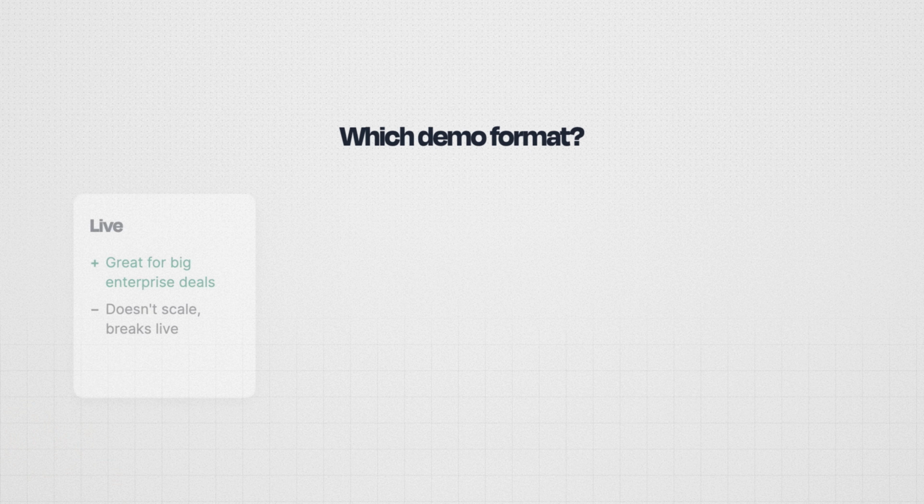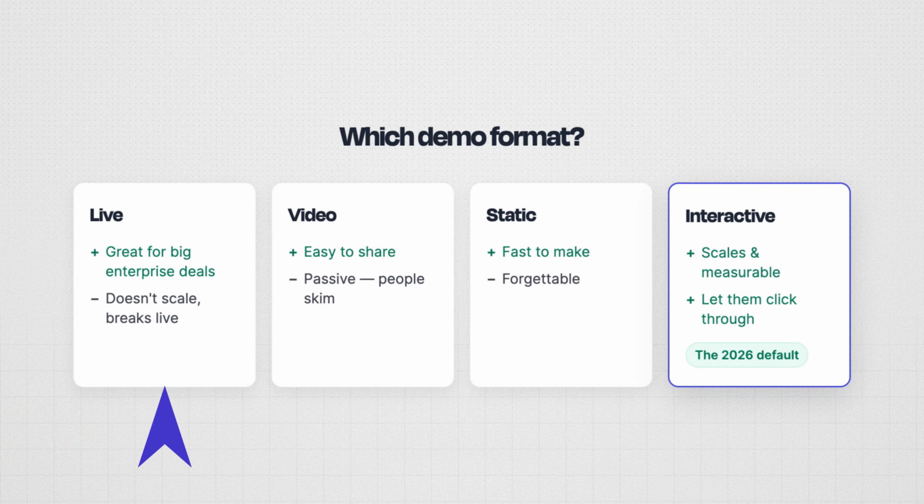Now, all three of those were interactive demos, and that was intentional. You can do a live demo. Those are great for enterprise sales, but they're not scalable, and they're also high risk if something breaks. Recorded videos are easy to make and share, but they make the viewer a passive participant in the experience. People will also skim through them. Static screenshots or sales PDFs are obviously scalable, but they're boring and very forgettable.